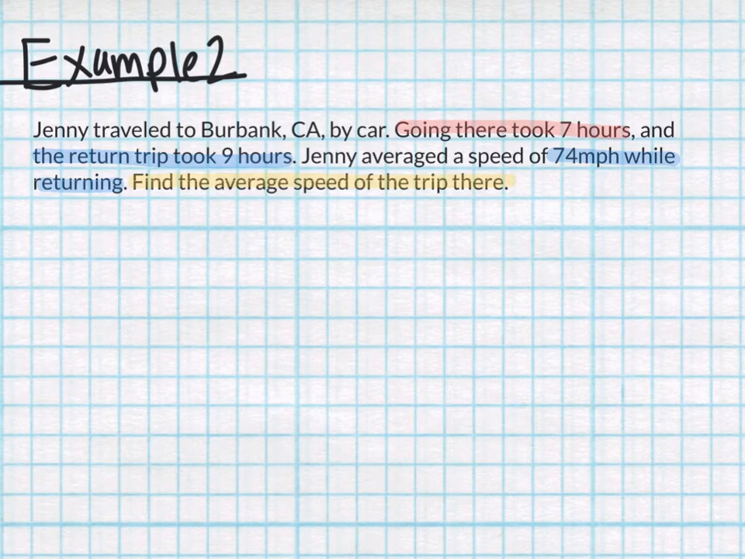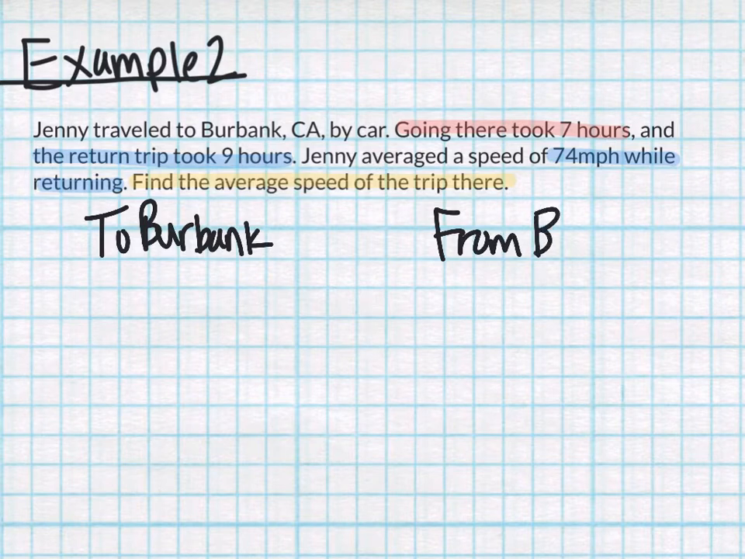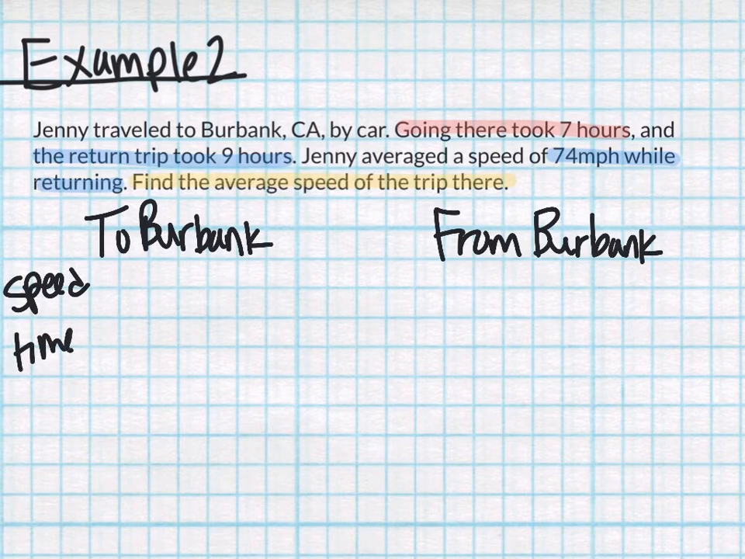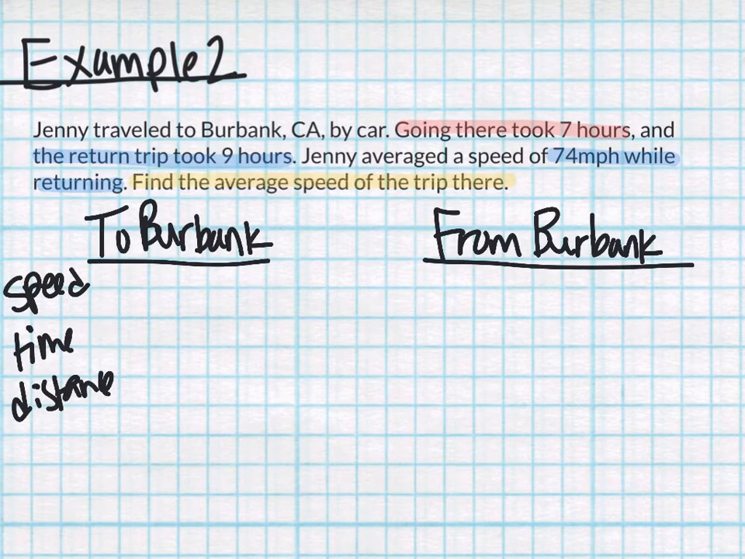So similar to what we did on the first problem, we've got to Burbank, and then from Burbank. Then I'm going to have speed, time, and distance. So you can create this chart basically every time. So rate times time equals distance.